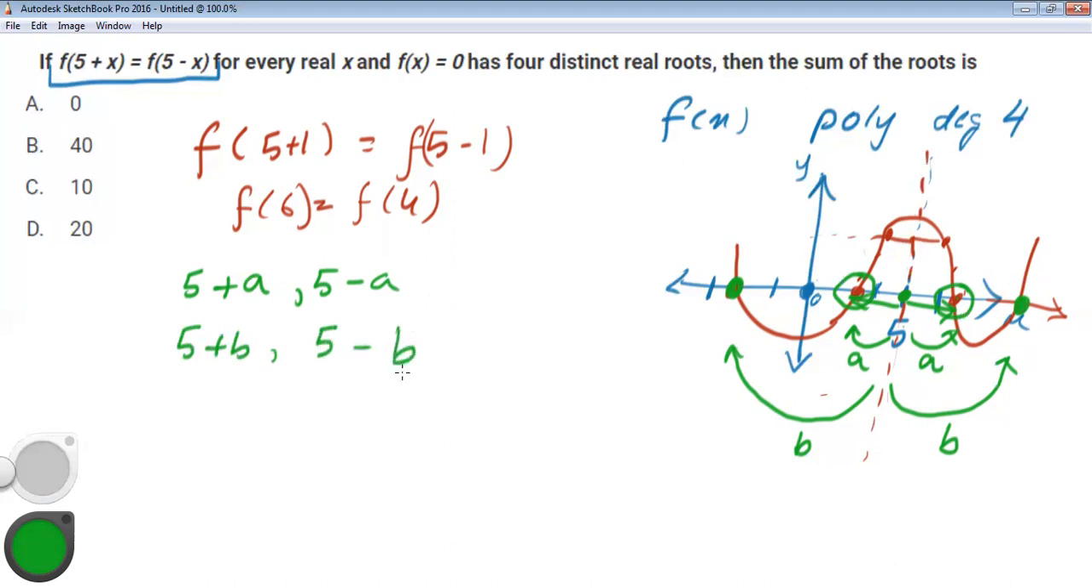Now if you add them all up, what will you get? See, a and a get cancelled, b and b get cancelled, so 5, 5, 5, 5, you have 20. That's all.